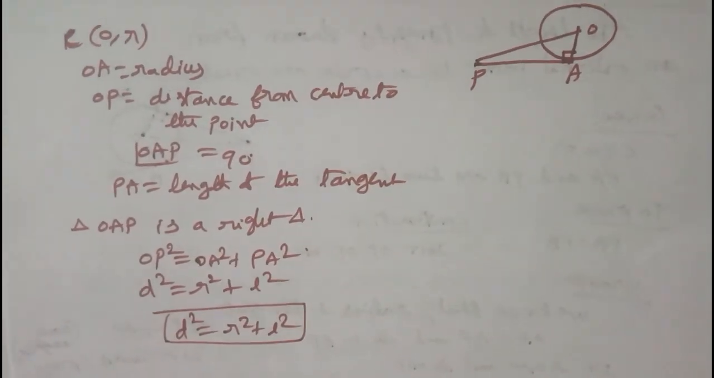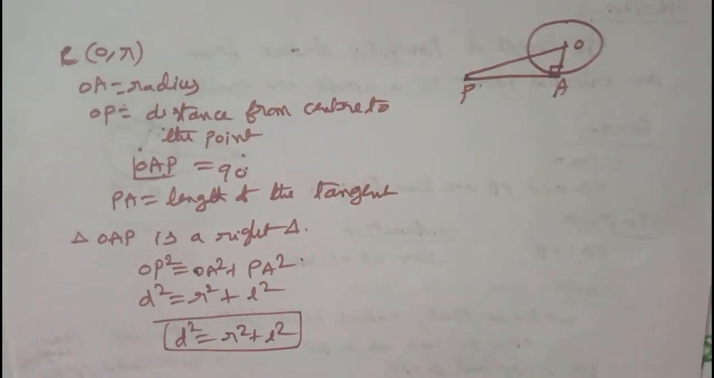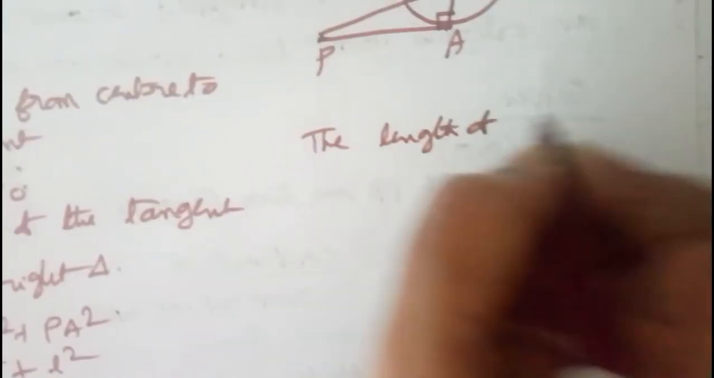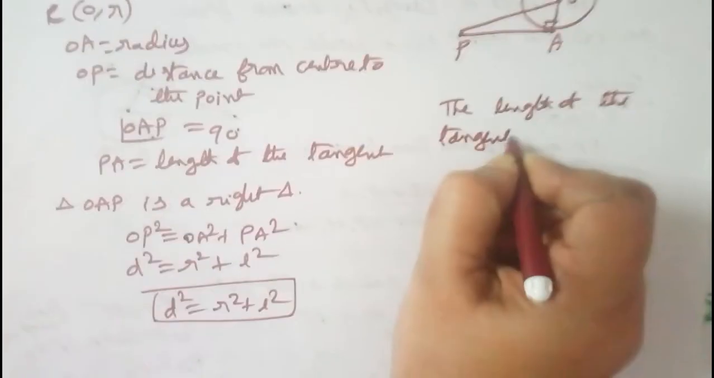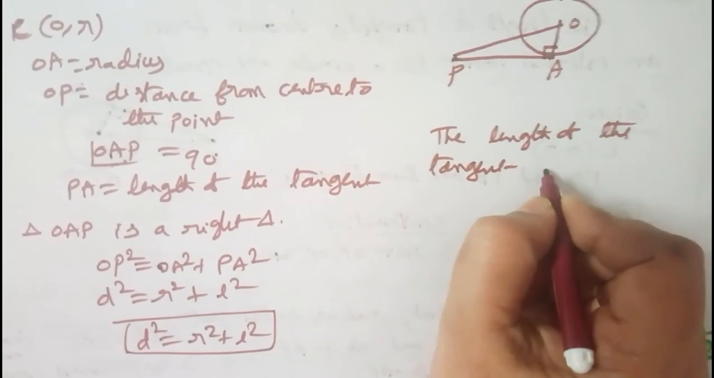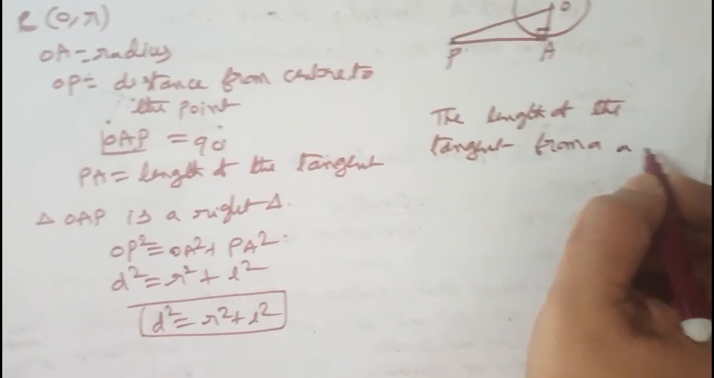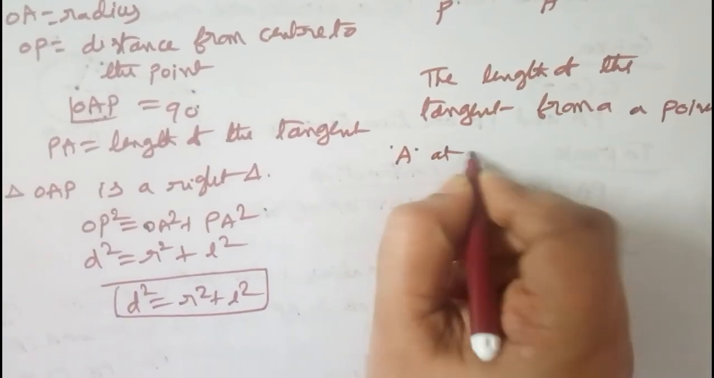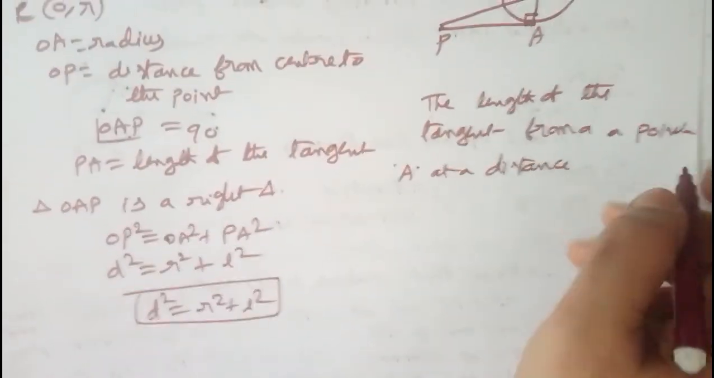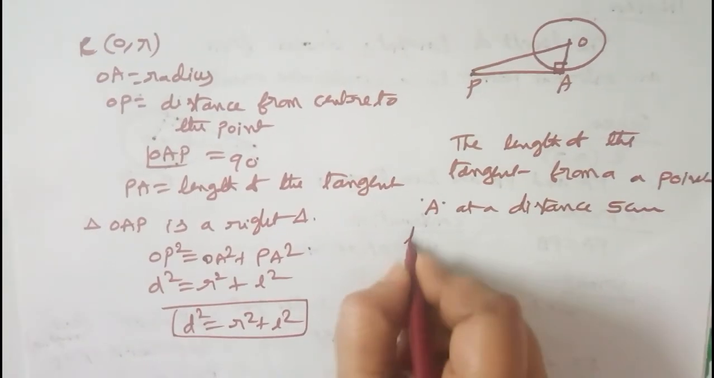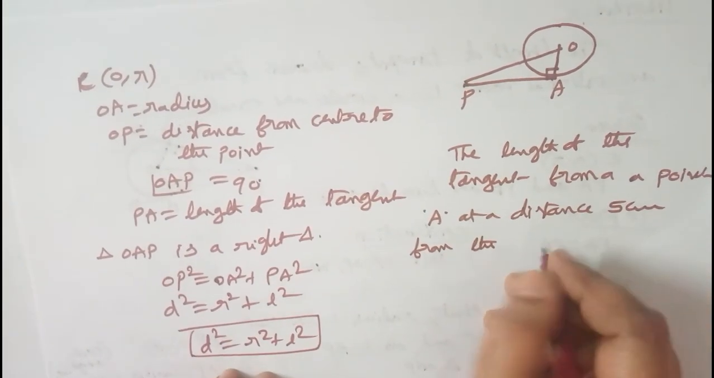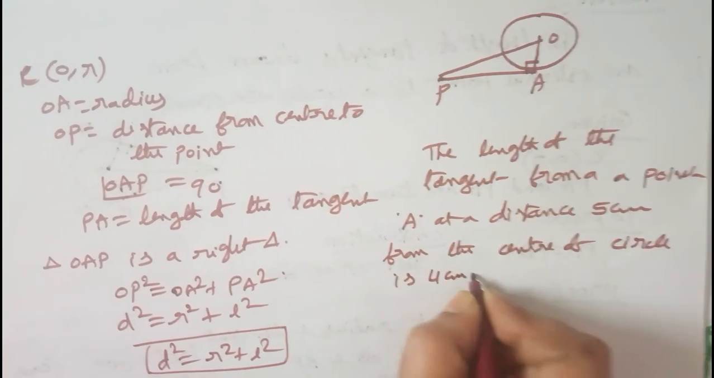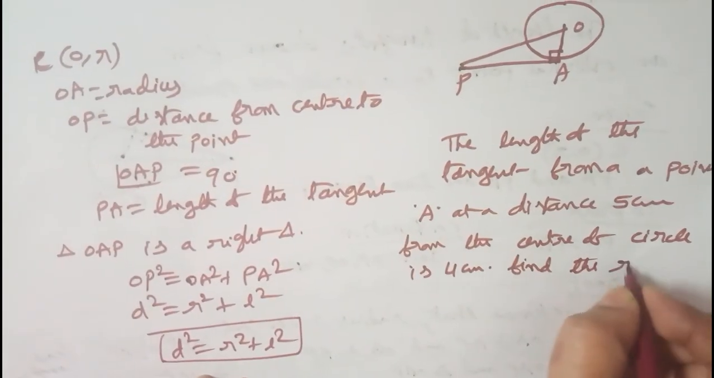Now we'll do one sum. The length of the tangent from a point A at a distance of 5 centimeters from the center of a circle is 4 centimeters. Find the radius of the circle.